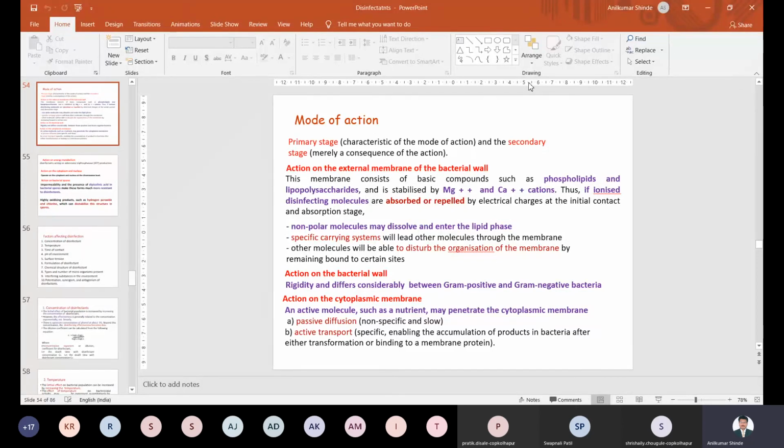So we can denature the proteins in the cell wall or the cell membrane. After denaturation of the proteins in the cell membrane, we can distort the cell membrane of the bacteria. So these are the different actions on the cell. If I use a different antibiotic solution or disinfectant, it acts on the external membrane of the bacterial wall. The wall is composed of phospholipids and lipopolysaccharides, and it is stabilized with magnesium and calcium cations.